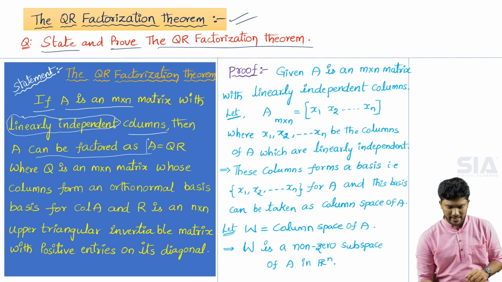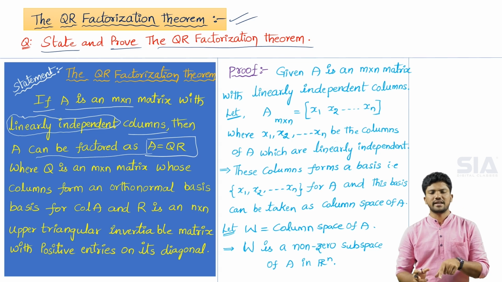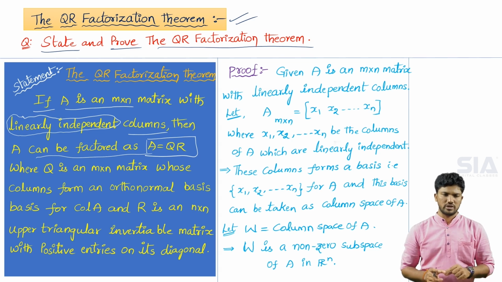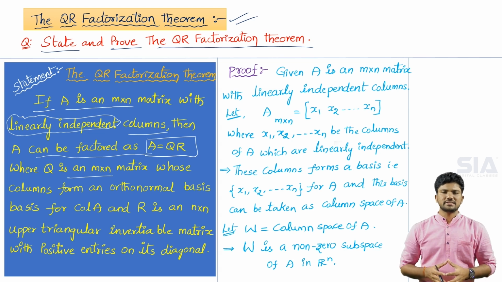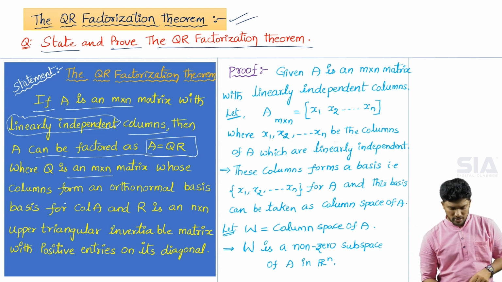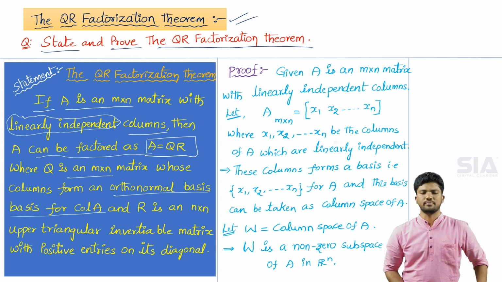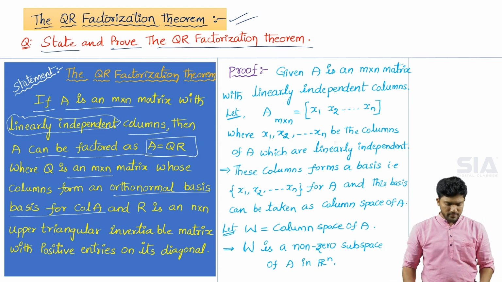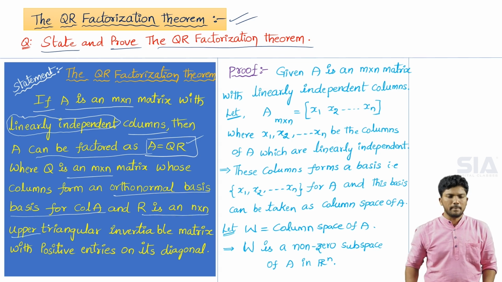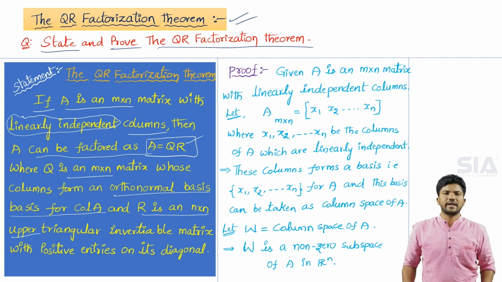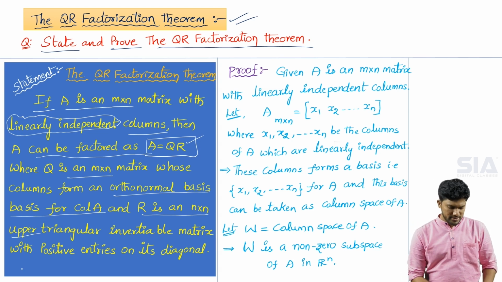That is, capital A is equal to Q into R, where Q is an m by n matrix whose columns form an orthonormal basis for the column space of A. And the second matrix, capital R, is a square upper triangular invertible matrix with positive entries on its diagonal. This is the statement of this theorem.